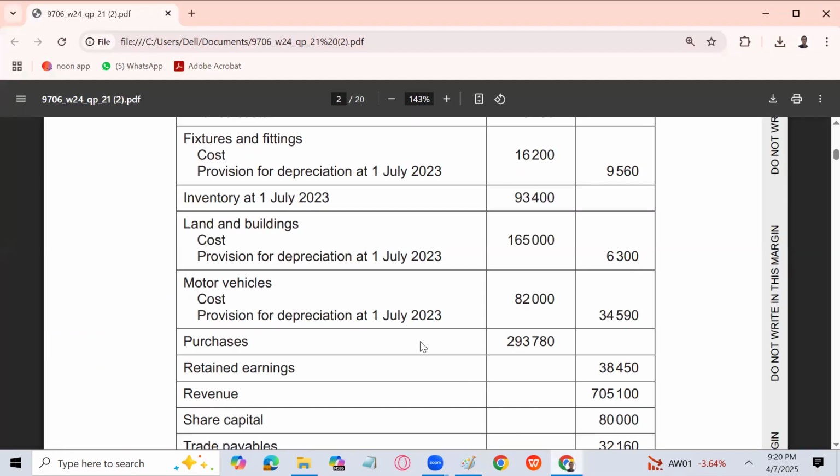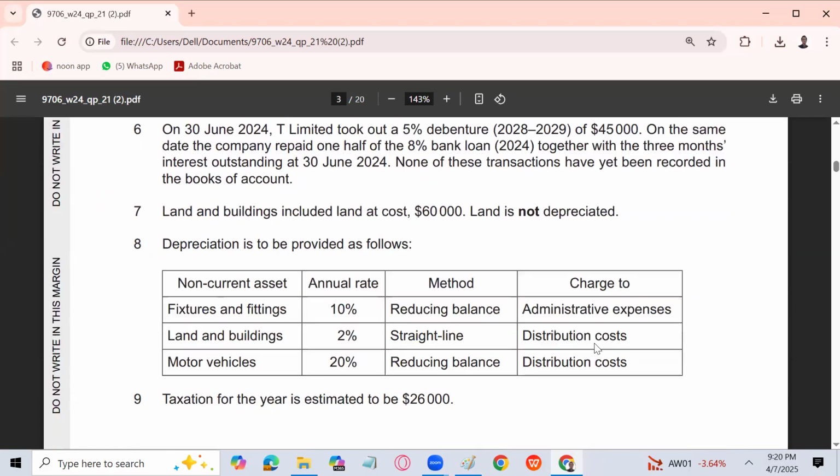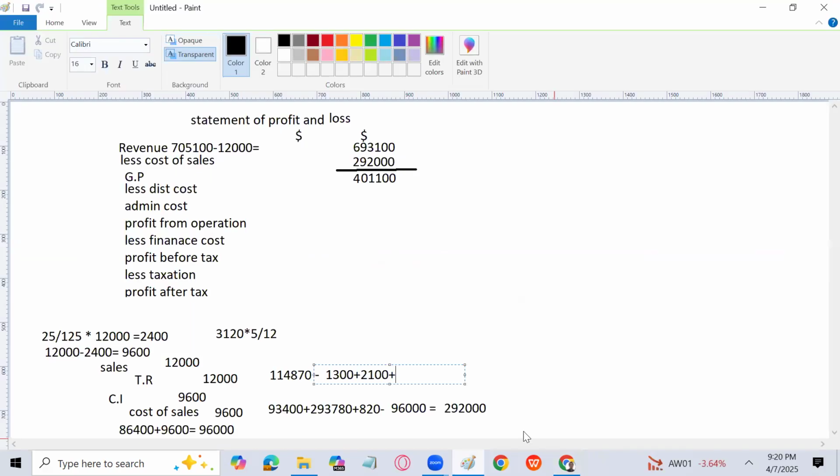Now we have to subtract depreciation on motor vehicle. 82,000 minus 34,590, because the reducing balance method is supposed to be used. So 82,000 minus 34,590 into 20%. The answer is going to be 9,482. Let me see if I'm right. 20% is there. Yeah. So the answer is going to be 9,482.